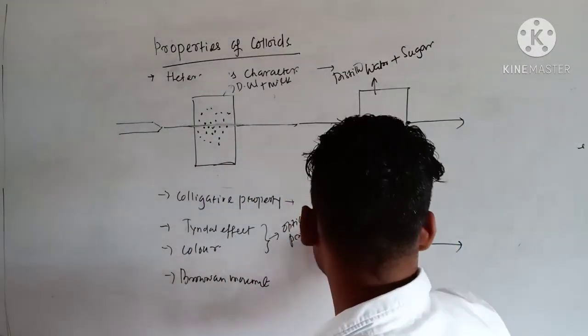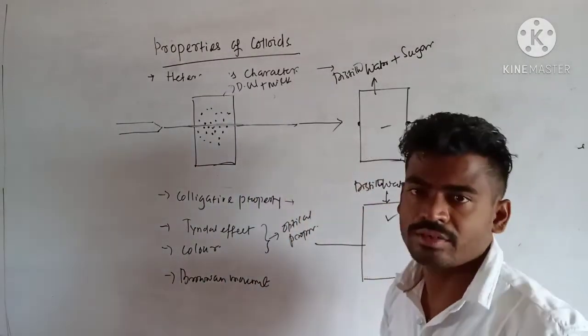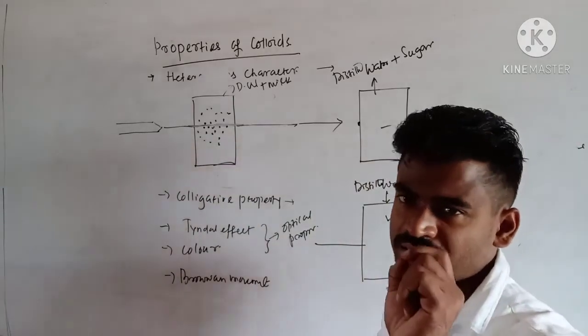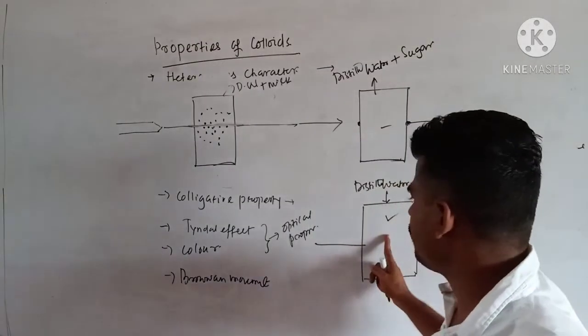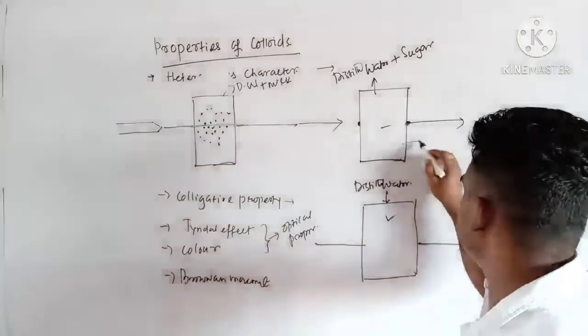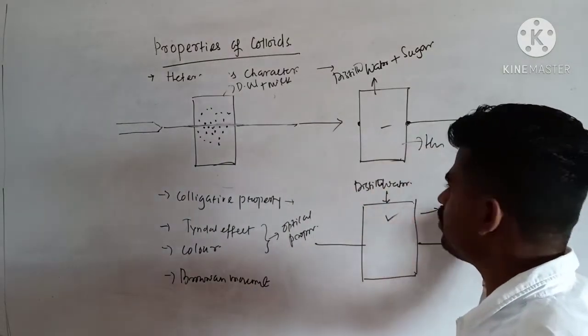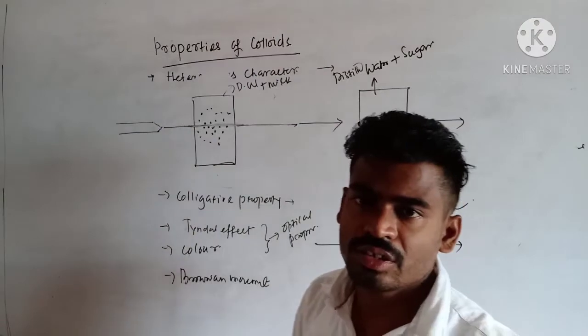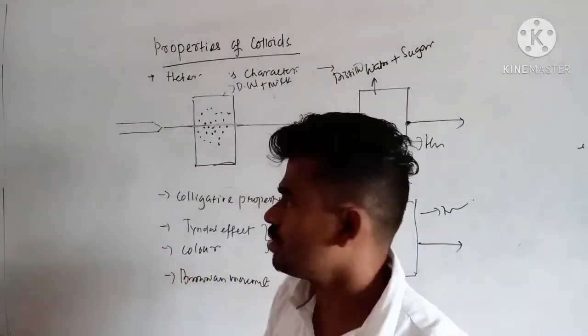That is not in the case of a true solution or pure solvent, due to the very minute size of particles. So these are homogeneous, and this one is heterogeneous. So this is the special property of a colloidal solution.